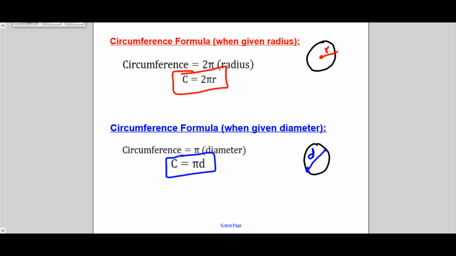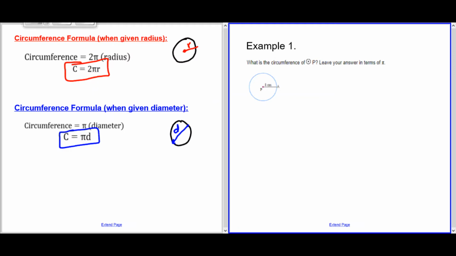So you're going to want to write these two formulas out. When you're given the radius, circumference is 2 pi times the radius. If you're given a diameter, which goes all the way across a circle, circumference is pi times the diameter. So let's look at a couple of examples. Let's look at example number 1. You can still see the formulas on your screen.